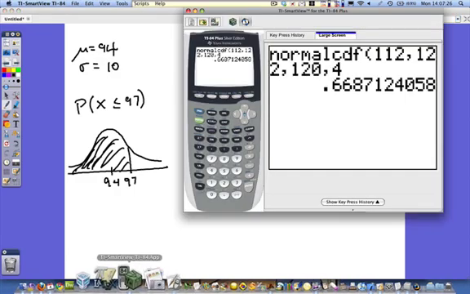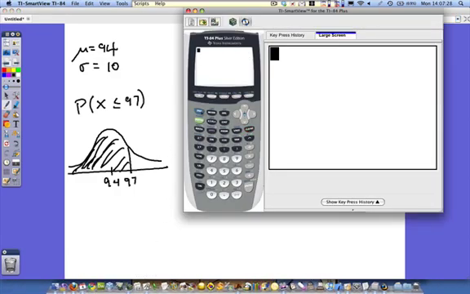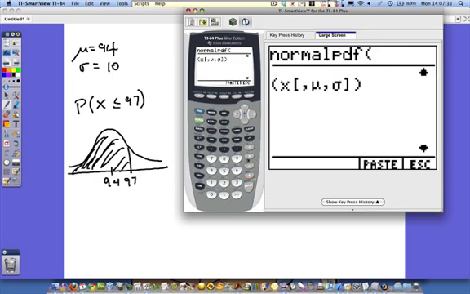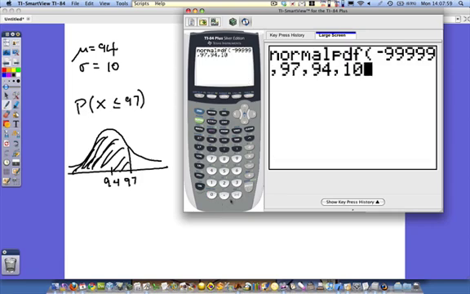Okay? What we do is just fool the calculator. I'll show you. Instead of putting in a lower bound, I'm just going to put in a really, really low number. And I like negative 99999. That's low enough, that's far enough down here so that we're not bothered by any extra leftover probability. The high bound will be 97, the mean will be 94, standard deviation will be 10. And that's how you do it.